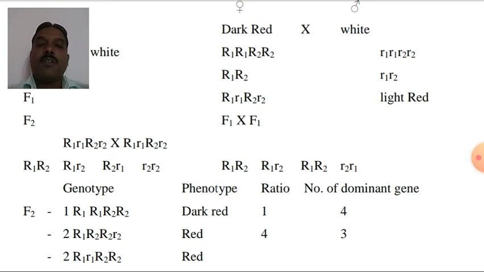Second, 4 genotypes we can observe: 2 of capital R1, capital R1, capital R2, small r2, and the other two are capital R1, small r1, capital R2, capital R2. These 4 genotypes are red, only red, because of the presence of 3 dominant genes. Which are the 3 dominant genes? Capital R1, capital R2, capital R2, or capital R1, capital R1, capital R2. So 4 genotypes in which 3 dominant genes are present, so the color effect is red. So up to here the ratio will be 1:4.